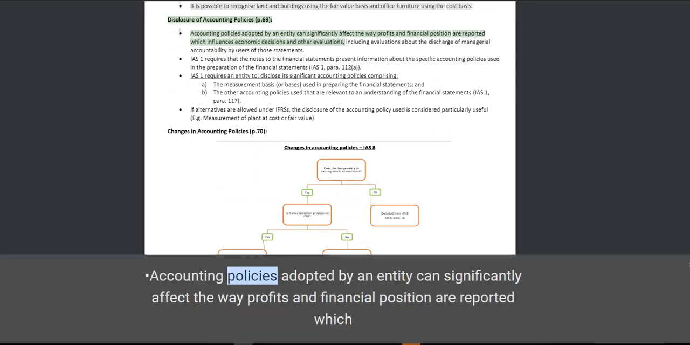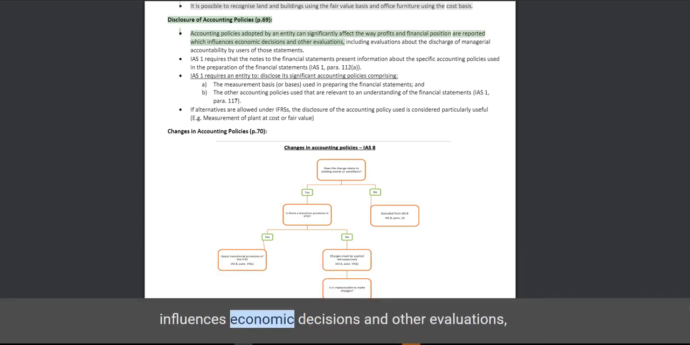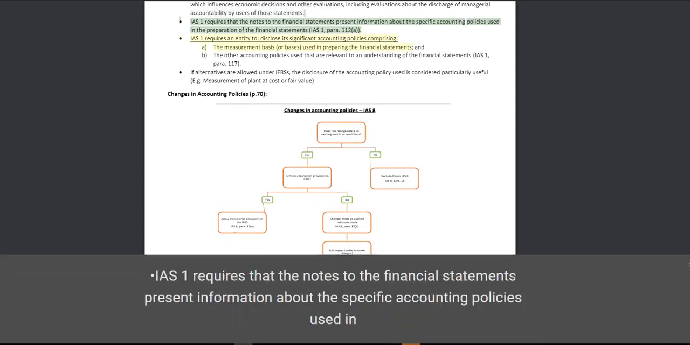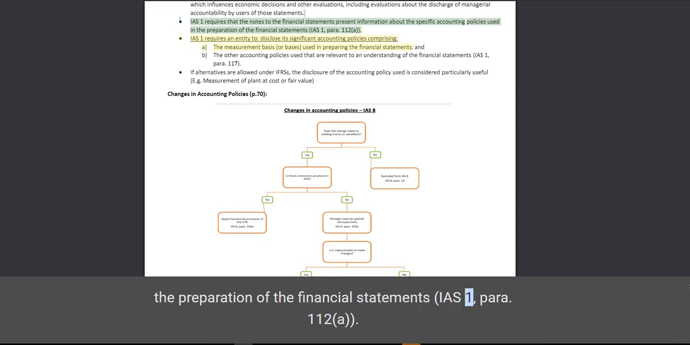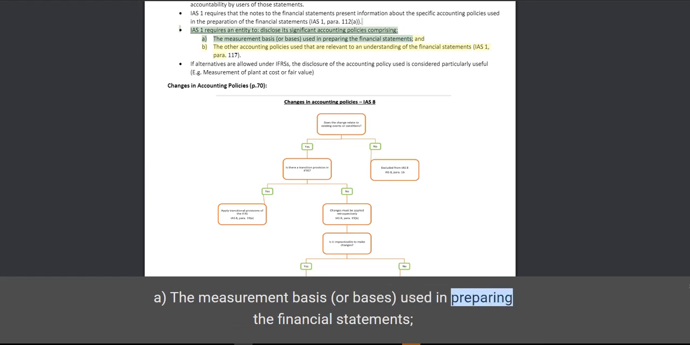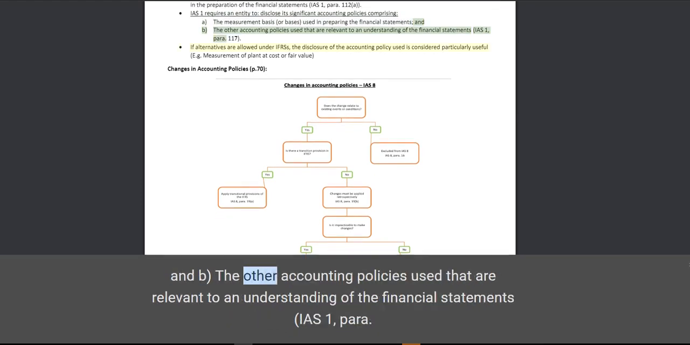Accounting policies adopted by an entity can significantly affect the way profits and financial position are reported, which influences economic decisions and other evaluations, including evaluations about the discharge of managerial accountability by users of those statements. IAS 1 requires that the notes to the financial statements present information about the specific accounting policies used in the preparation of the financial statements. IAS 1, para. 117. IAS 1 requires an entity to disclose its significant accounting policies comprising A. the measurement basis or bases used in preparing the financial statements, and B. the other accounting policies used that are relevant to an understanding of the financial statements.